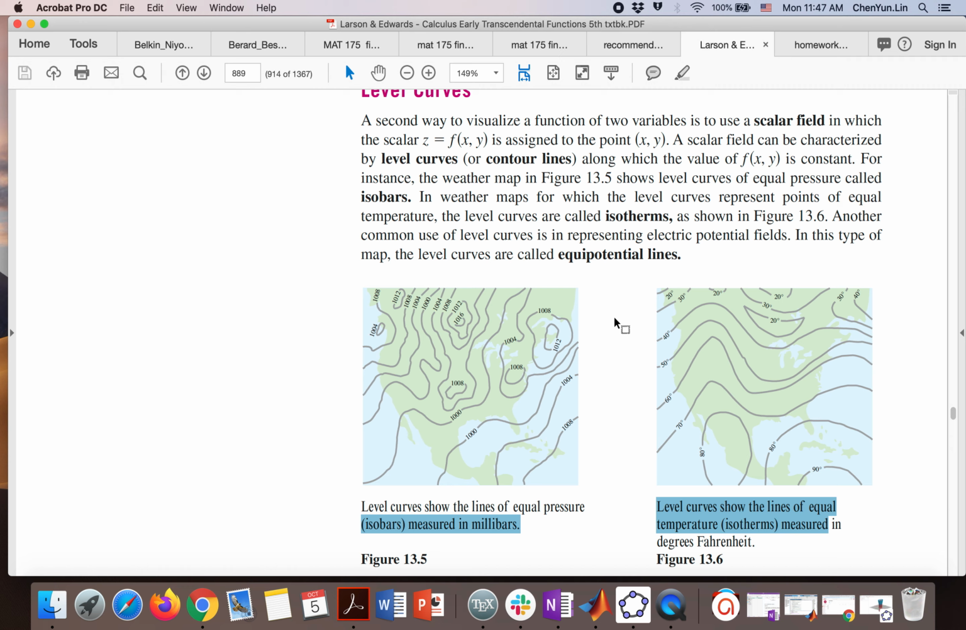And of course, if I have a function of three variables, then it's going to be something in R4. I don't know what it looks like. So in that case, we can ask, what happens to the level surface?